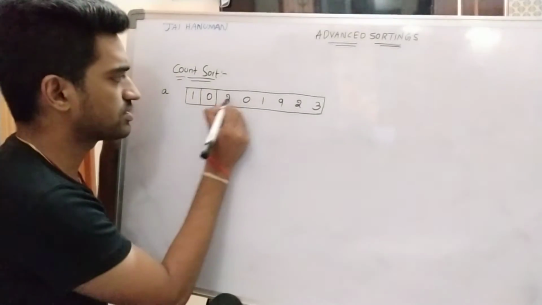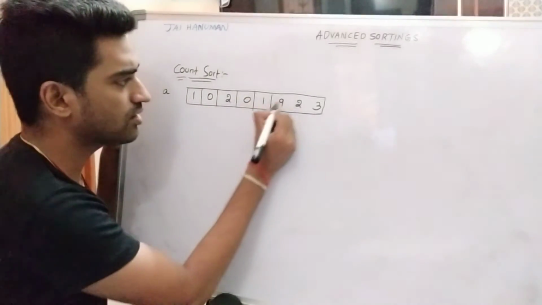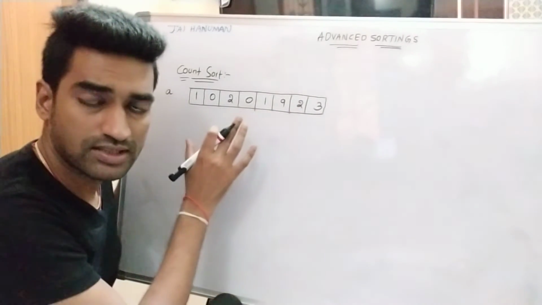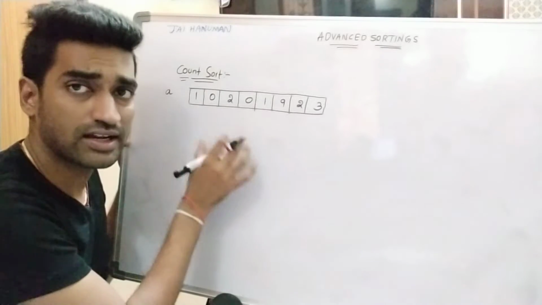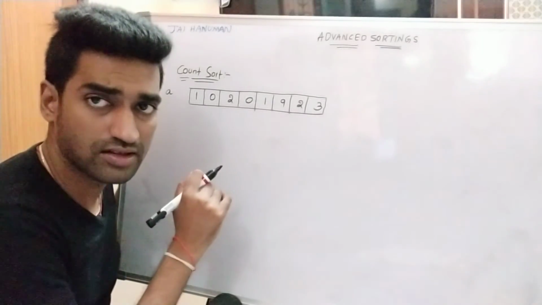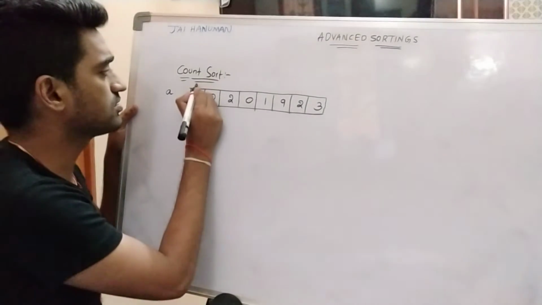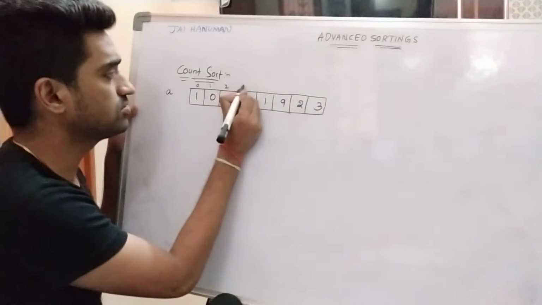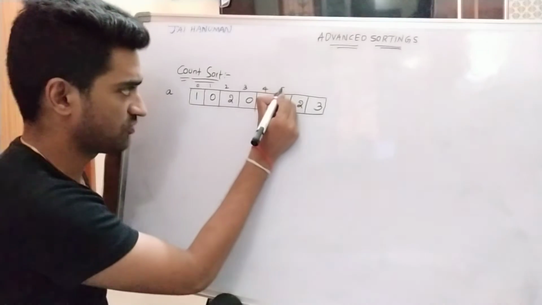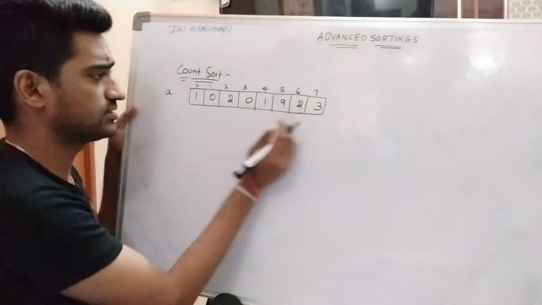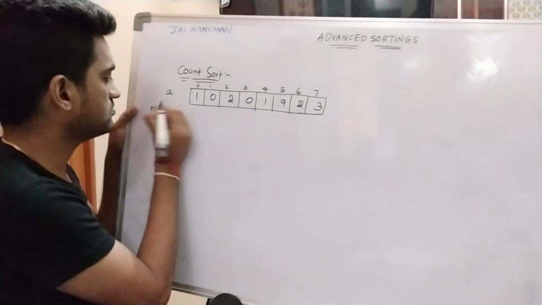So what is the procedure? First of all, we count the number of key elements in the array, which can be stored with the help of one array, that is the count array. So this is the initial array. The indexes are 0, 1, 2, 3, 4, 5, 6, 7. The number of elements is 8, so n is equal to 8.